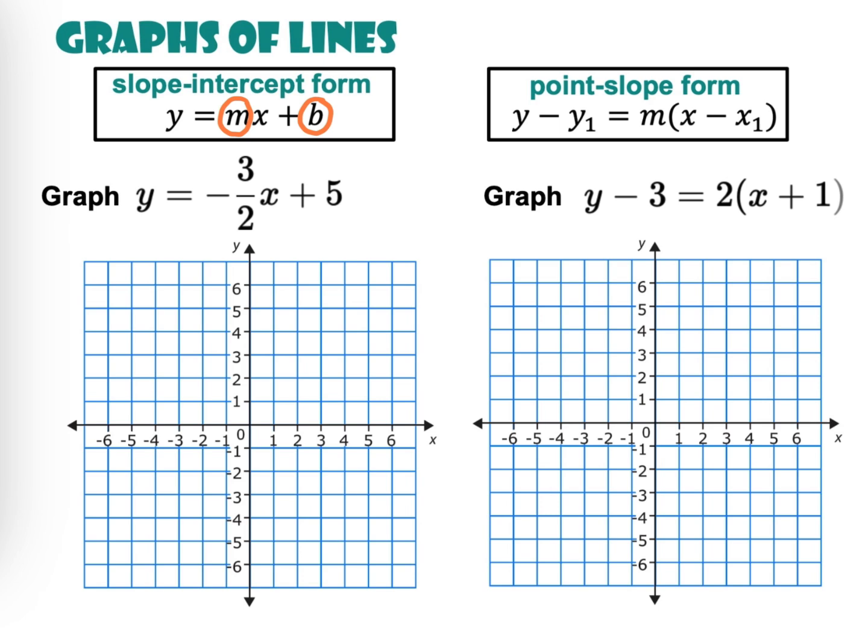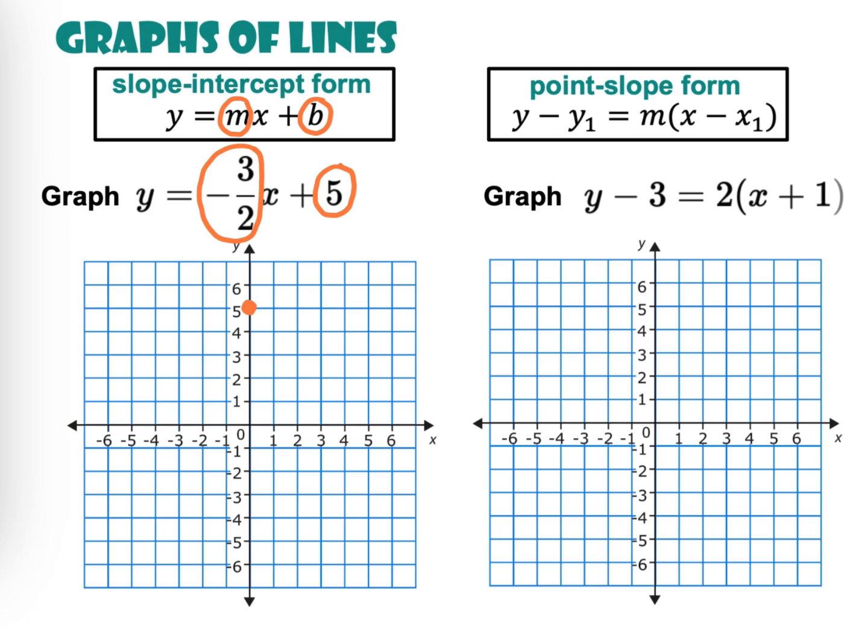So if we were going to graph the line y equals negative 3/2 x plus 5, we would say that the slope is negative 3/2 and the y-intercept is 5. We're always going to begin at the b, the y-intercept. We're going to begin on the y-axis at (0, 5), and then from there we're going to slope negative 3/2.